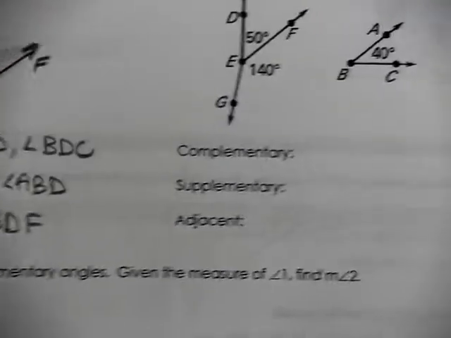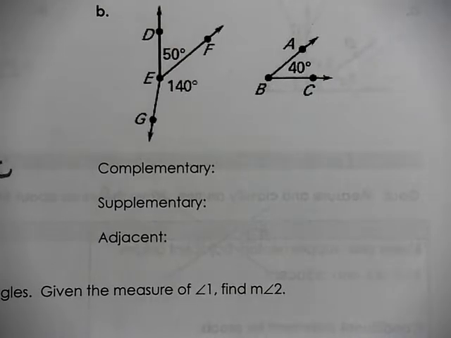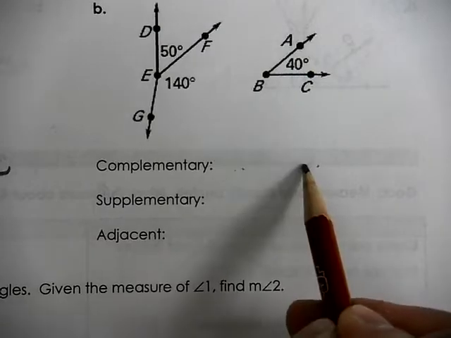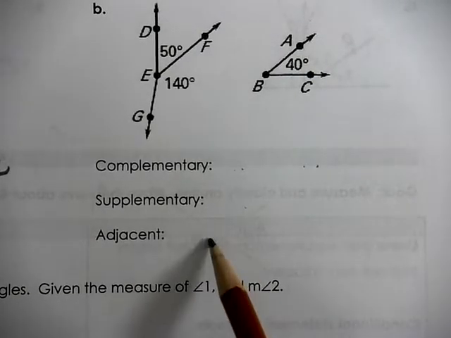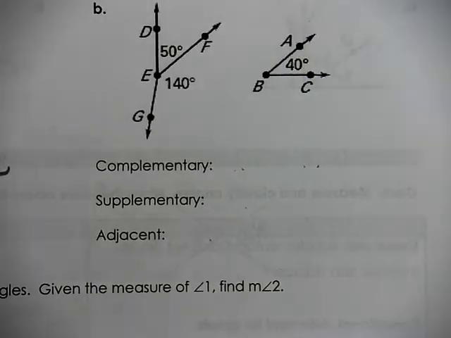So let's come over here to our next example. All the parts are there. Go ahead and list your two angles that are complementary, your two angles that are supplementary, and your two angles that are adjacent. You can pause the video, give this a try, and then start it up. We'll talk you through it.